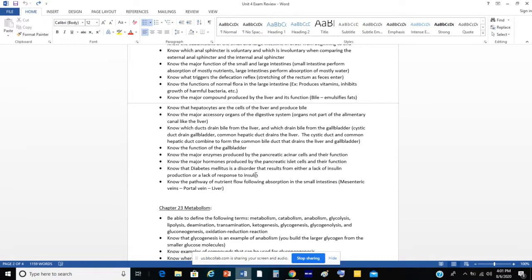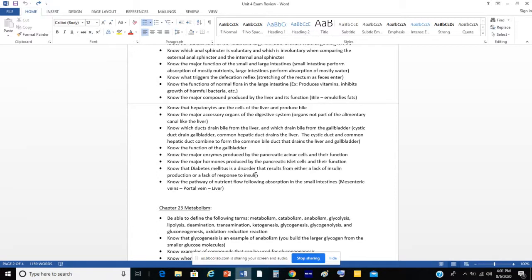And then last thing for chapter 22, the pathway of nutrient flow. I wrote it in parentheses just to make sure. When you absorb your nutrients, remember you're going to drop them into the blood vessels in your lacteals. Those are veins. Right? And your veins will bring it to the vein in the liver called the portal vein. And that portal vein goes to the liver. And the liver is where you'll process your nutrients.